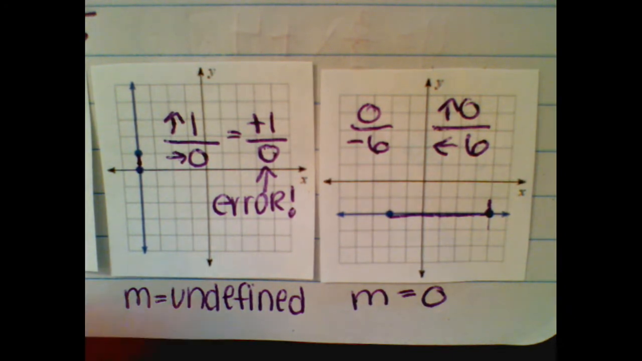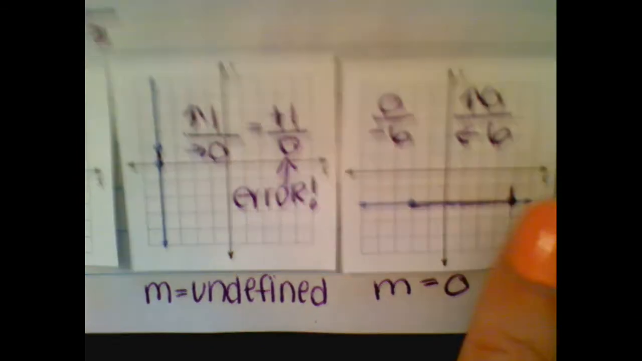So those are all the ways to find a slope from the graph, no matter what they give you. Okay, we got two more.